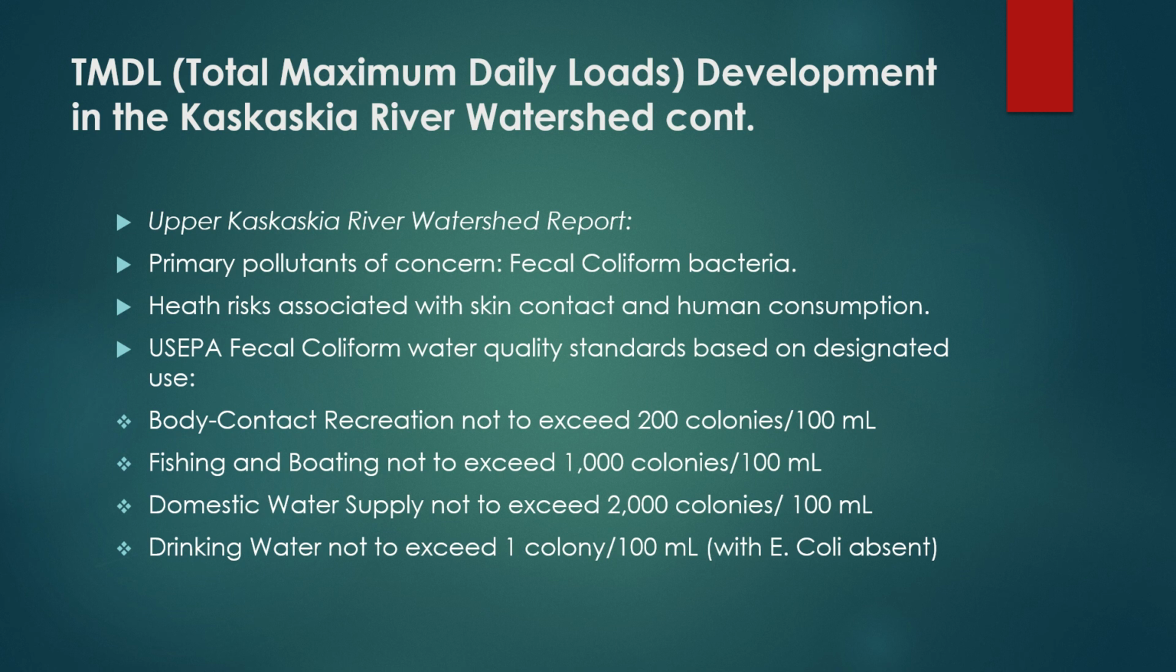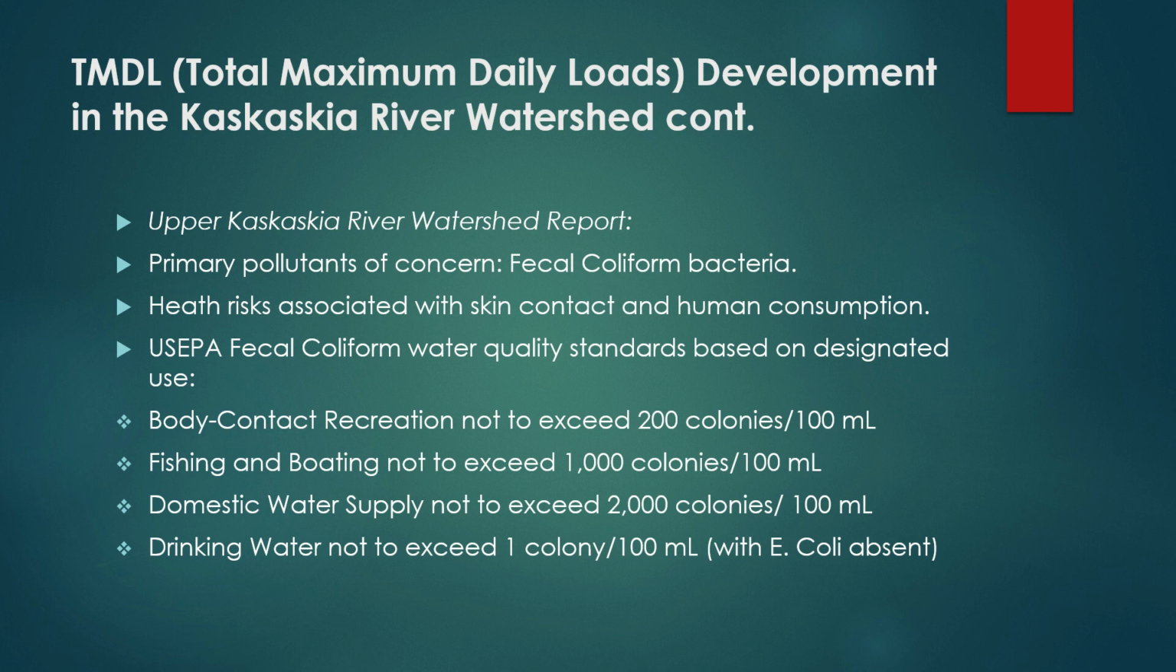Looking in the upper Kaskaskia River watershed, the primary pollutant of concern was fecal coliform bacteria, most likely due to the health risks associated with skin contact and human consumption. So fecal coliform bacteria is a good indicator water quality factor or guideline. It helps determine the potential for other disease-causing bacteria within that water body. So high concentrations of fecal coliform bacteria are probably also a strong indication that there may be other disease-causing bacteria within that water body as well.